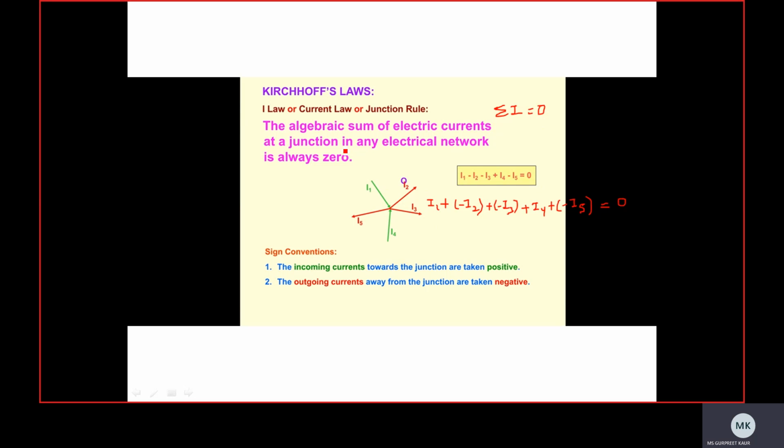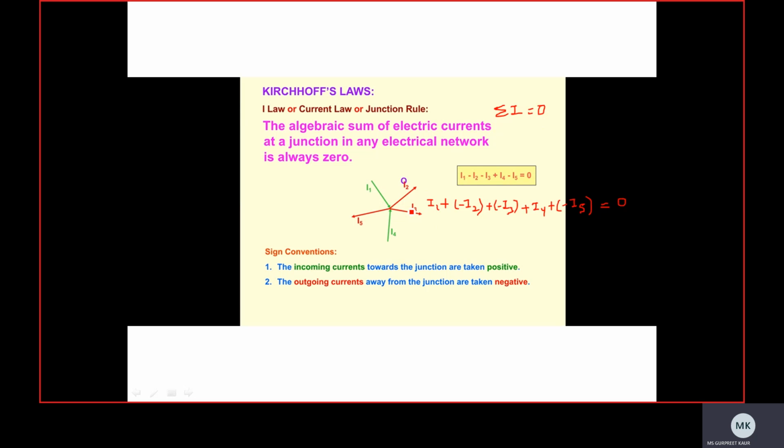Another important thing to add in Kirchhoff's first law is that it obeys the law of conservation of charge. How? As per the law of conservation of charge, charge is neither created nor destroyed. It can only be transferred from one body to another. Here, no charge accumulation takes place at the junction. Whatever charge is flowing per unit time towards the junction, the same amount of charge will be flowing away from the junction per unit time.